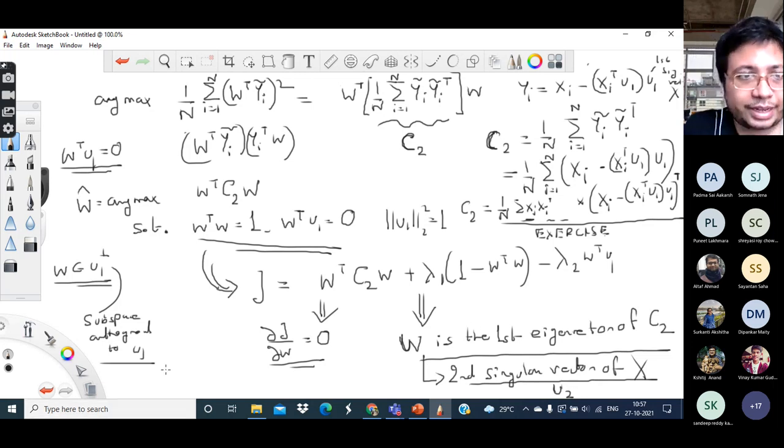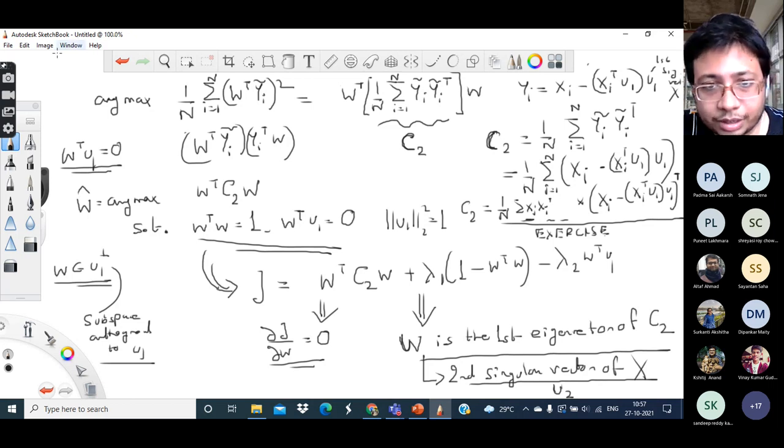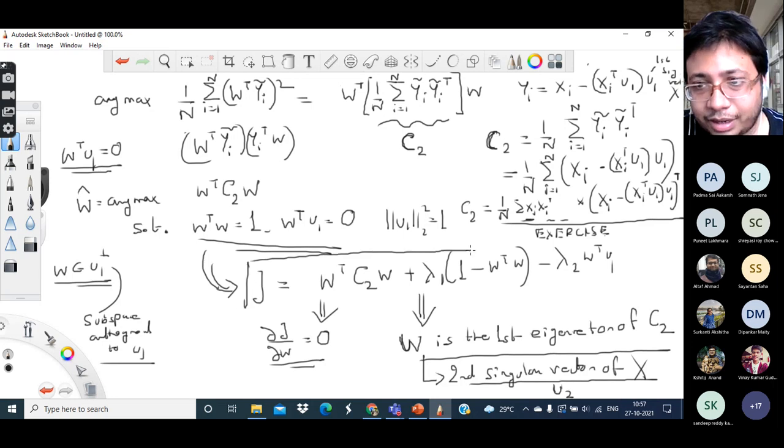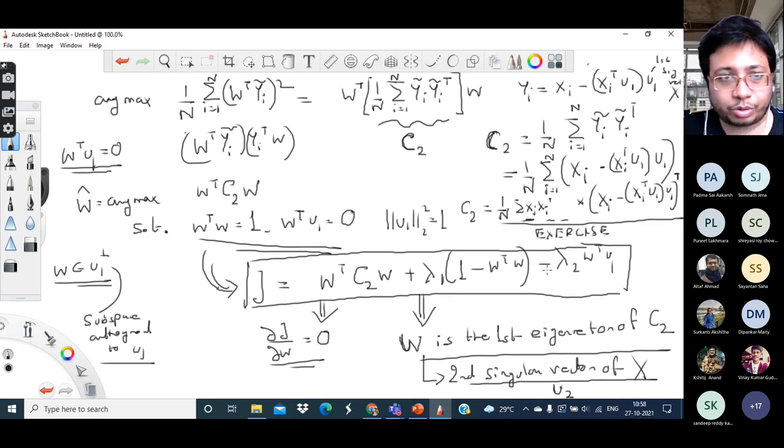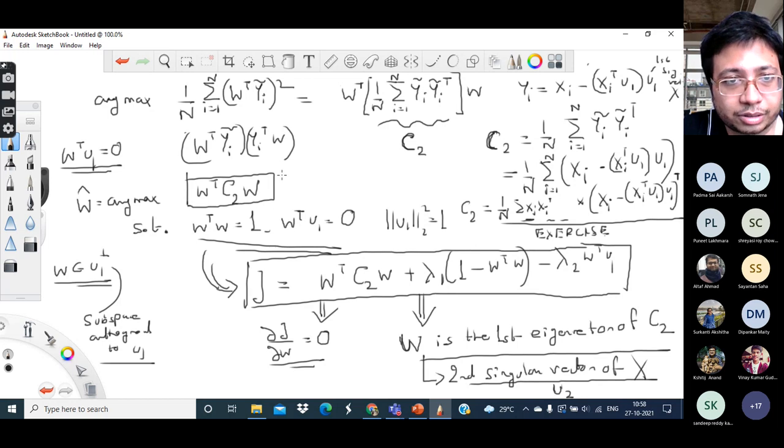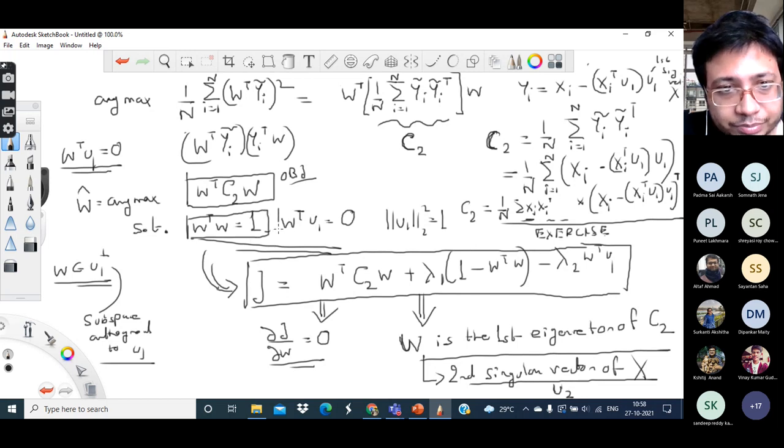Sir, how did you formulate the J? I mean, was it taught in the last classes? Yes. So J, we discussed this in the last class. This is a constrained optimization problem. So note here, this is what we call the objective function, and these are what we call the constraints.